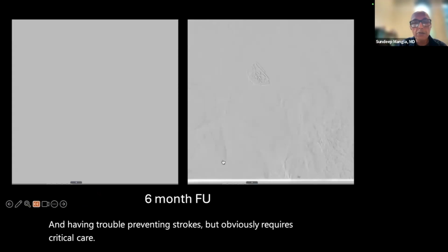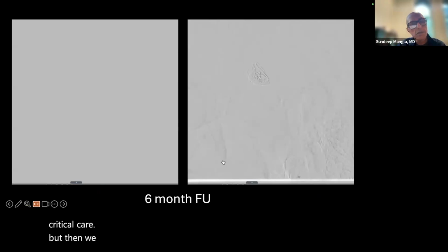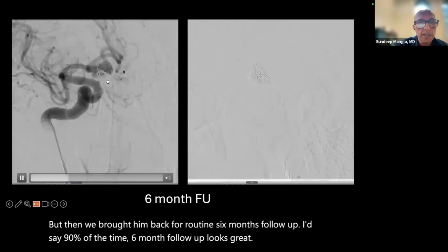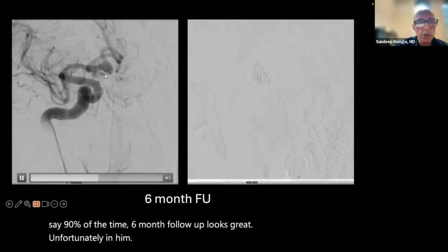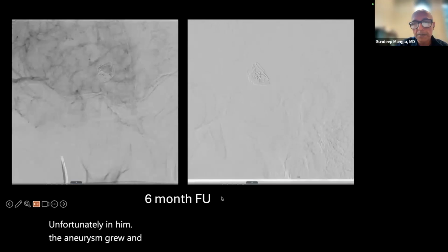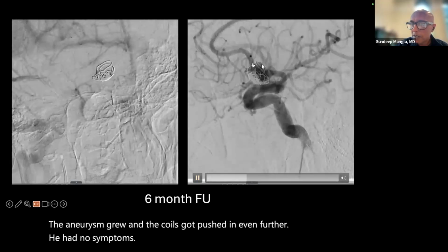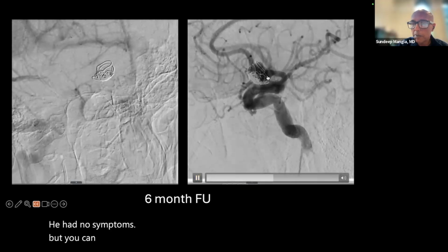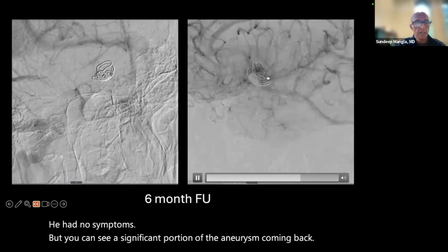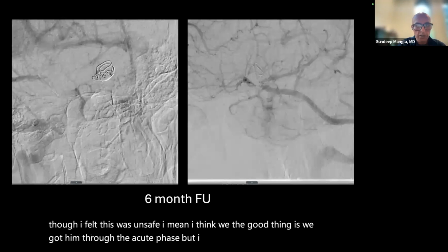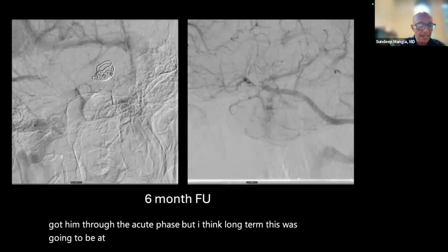But then we brought him back for routine 6-month follow-up. I'd say 90% of the time, 6-month follow-up looks great. Unfortunately, in him, the aneurysm grew and the coils got pushed in even further. He had no symptoms, but you can see a significant portion of the aneurysm coming back. So I felt this was unsafe. I think the good thing is we got him through the acute phase, but long-term, this was going to be at risk for rupturing again.